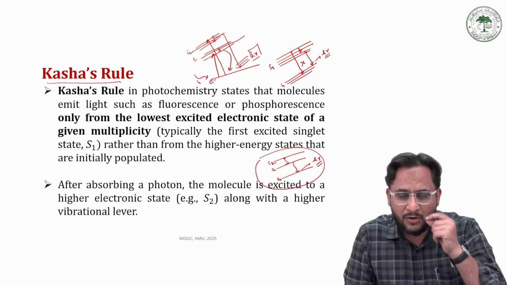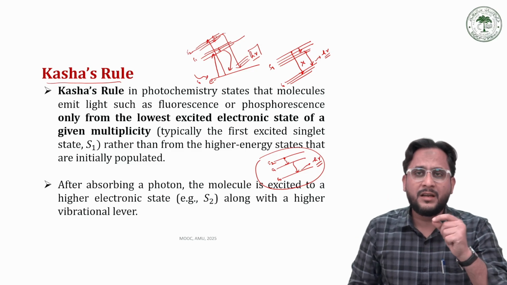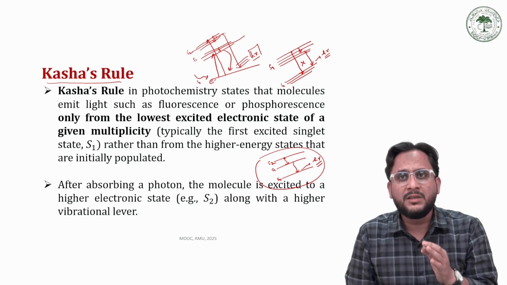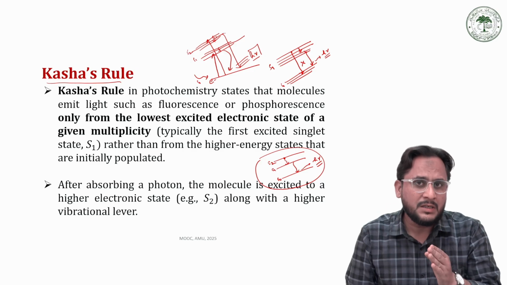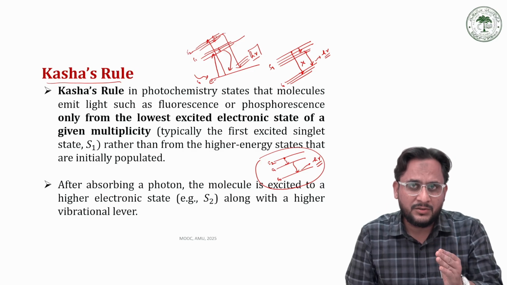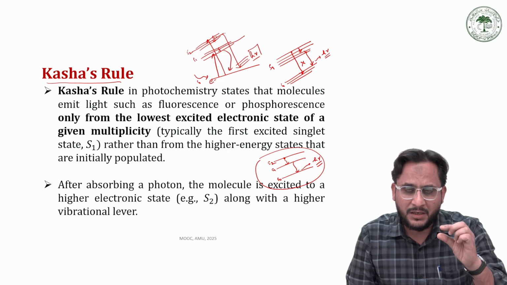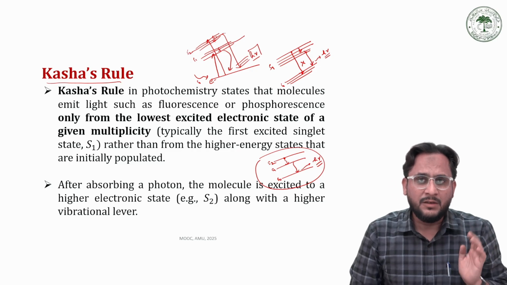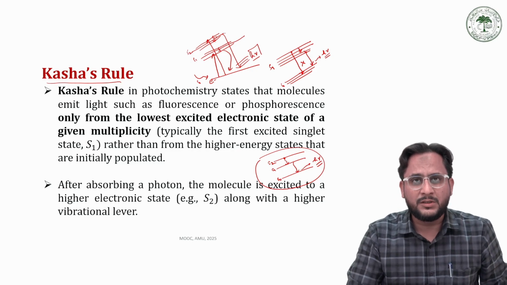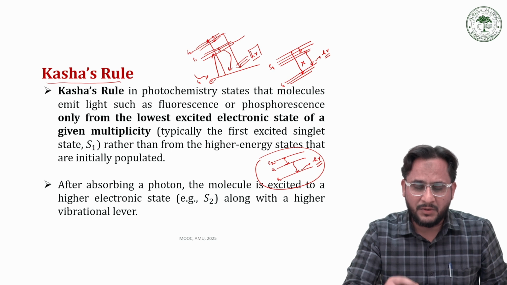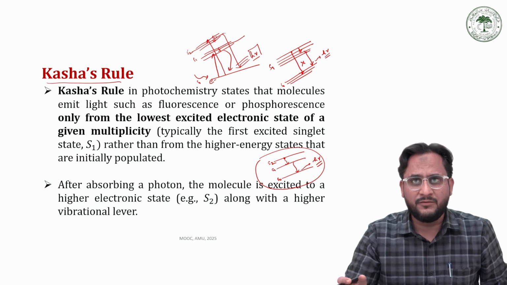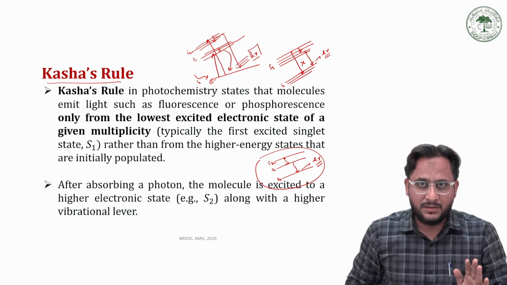The reason for this lower energy is that some of the energy has already been lost during vibrational relaxations as well as internal conversions in the excited state only, and the remaining amount of energy is released when the electron comes back to the ground state, in the form of light radiation. So this is Kasha's rule.